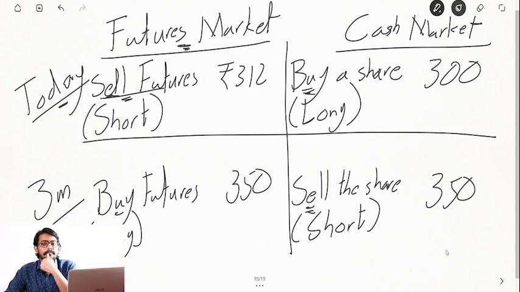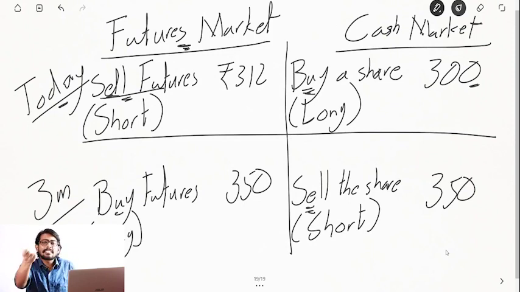One more item to consider. Mind you, over here you're buying a share for 300. You're paying out of your pocket, taking 300 rupees and paying. And after 3 months, you're selling the share and you're getting 350 rupees.